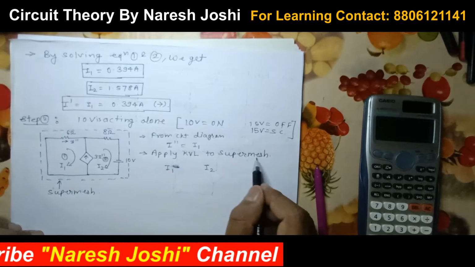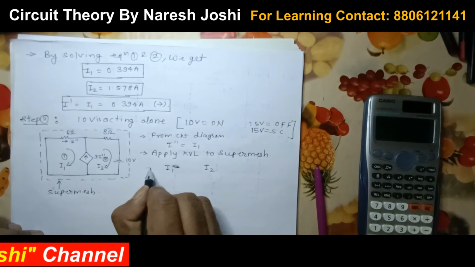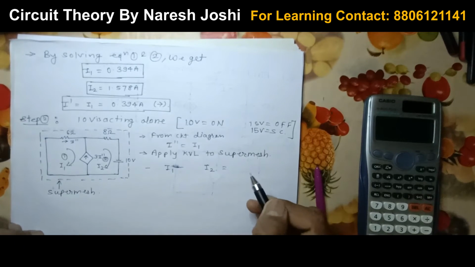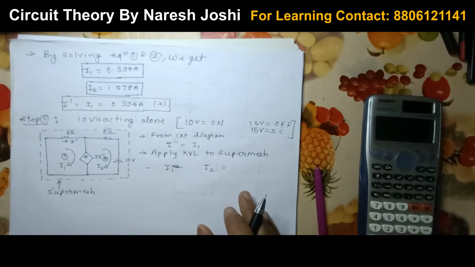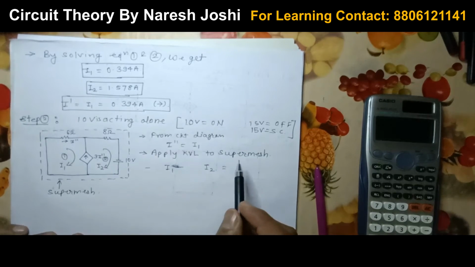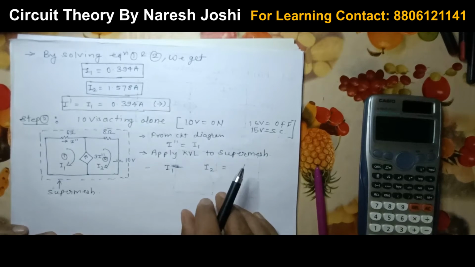So we are applying KVL to the super mesh, so I will mark as a, this is negative and this is negative. Remaining, if any current is present, that will be positive, except that super mesh. Why super mesh? We are applying KVL. If you are applying KVL to any mesh, that mesh will be negative, remaining all will be positive.